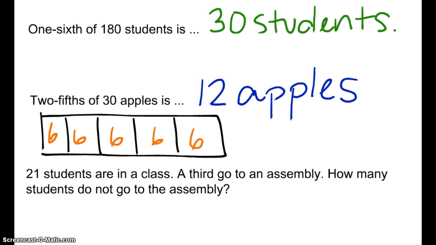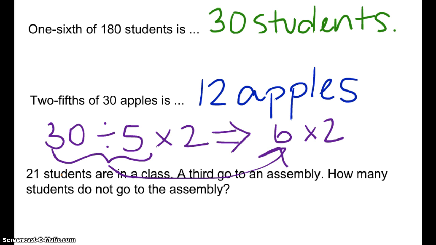Or did you draw a fraction strip with 5 parts? Each part gets 6 because 6, 12, 18, 24, 30 would make the whole. And then 2 of those parts would be 12 apples. Or did you say that 30 divided by 5, because we need 5 parts, is 6, and then multiply that by 2, so 6 times 2 is 12. That's just 3 ways to look at that one. Make sure you are understanding one of these strategies.